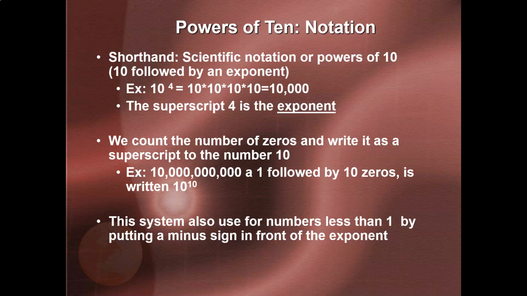The superscript, or the little number on top of the 10, which in this case is 4, is called the exponent. We count the number of zeros and write it as a superscript of the number 10. So for example, if you see a huge number, 1 followed by 10 zeros, it is written 10 to the 10th. This system is also used for numbers less than 1 by putting a minus sign in front of the exponent, like I told you before.